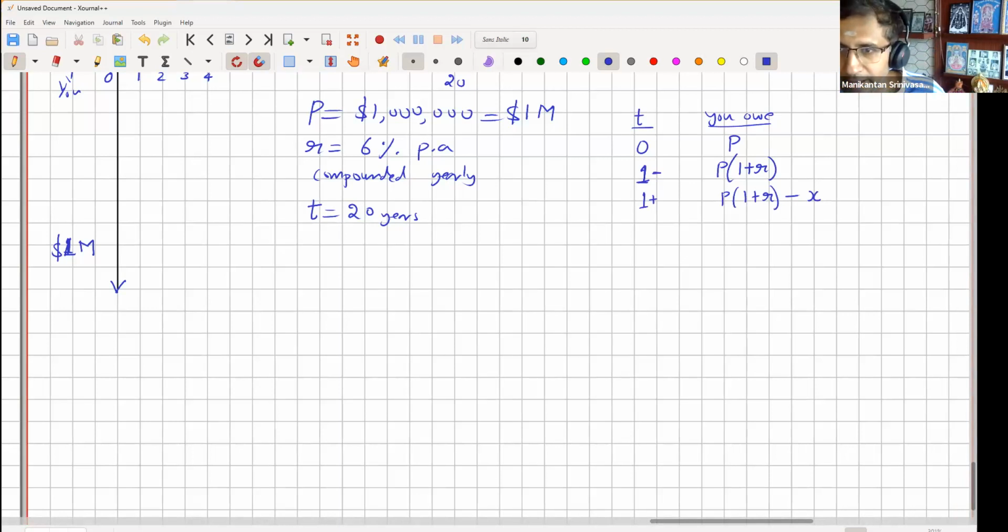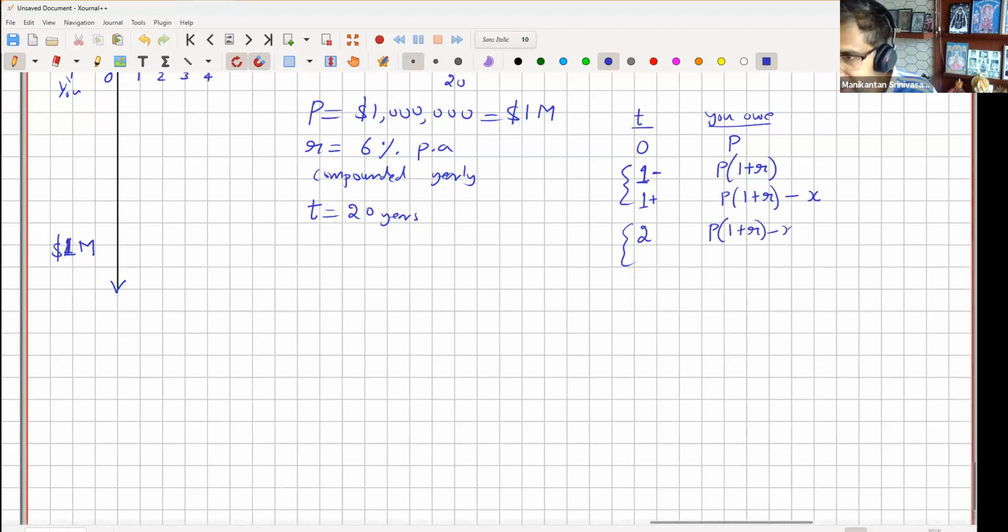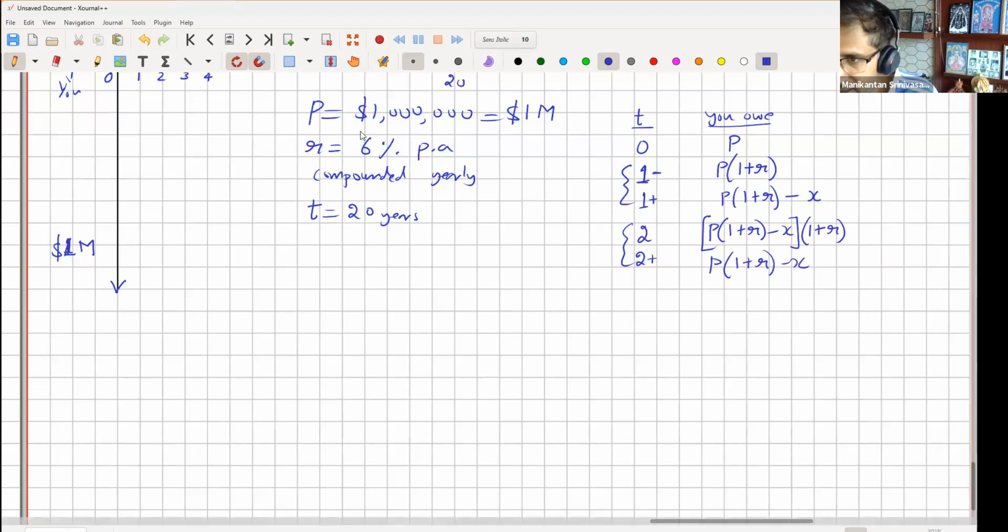Now I don't go to the bank for the entire year, so one more year elapses. Right after the 2 years, this entire quantity, P times (1 plus R) minus X, has to be multiplied by (1 plus R). That's how much I owe the bank. But then a millisecond later, I pay the bank. Therefore, my balance is P times (1 plus R) minus X, times (1 plus R), minus X. Right? Are you guys with me? Dave, are you with me?